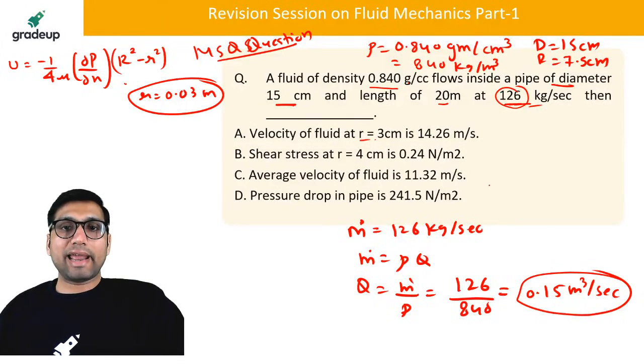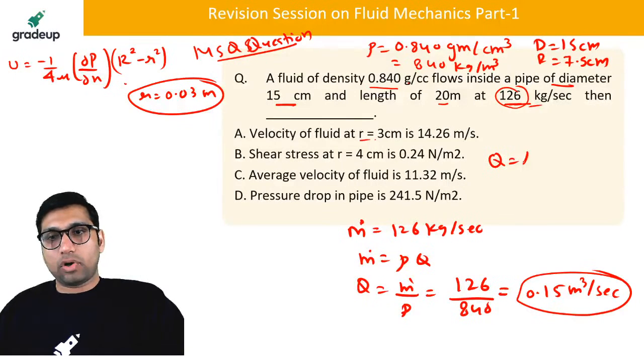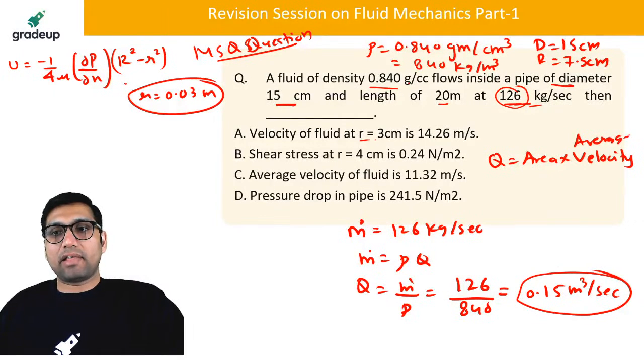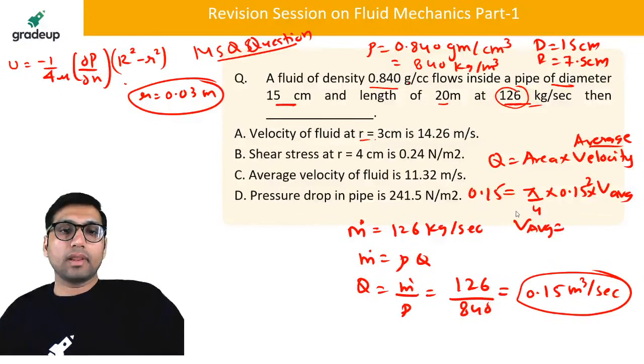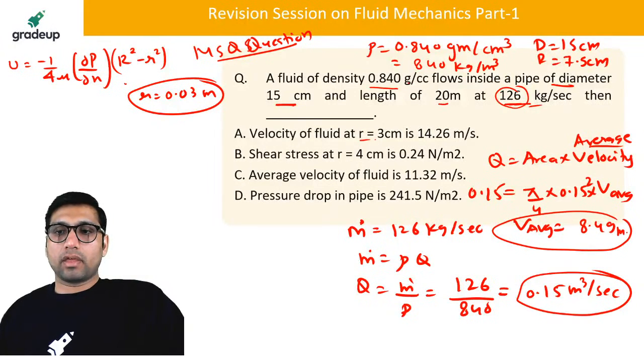Now discharge is equal to area into velocity, so we can find the average velocity from here. Area is equal to pi by 4 into d square, where d is 0.15, into average velocity. Discharge is 0.15. What is the average velocity? You will be getting the average velocity as 8.49 meter per second.